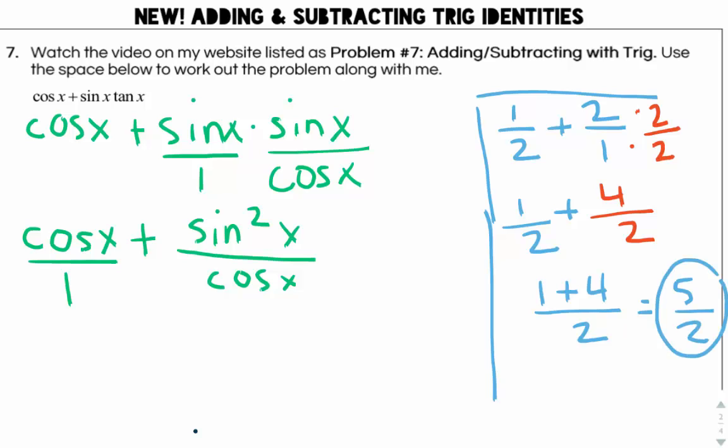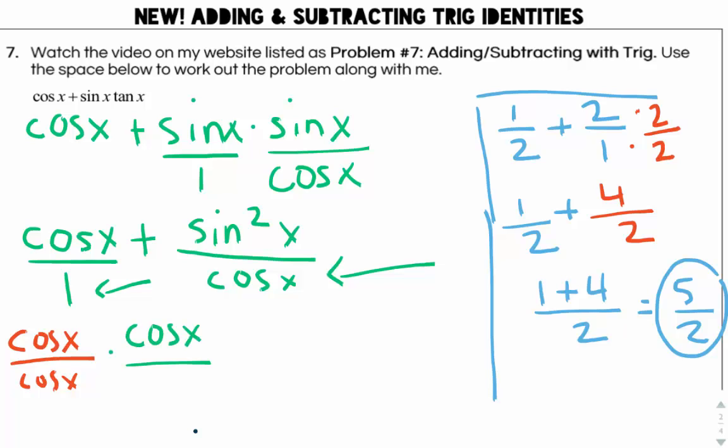If you can do this with numbers, you can definitely do this with trig, I promise. When I go back to my identity over here, I know that the denominator is cosine of x, and this denominator is 1, but I can change it so that it has a denominator of cosine of x if I multiply it by my version of 1. So I'm going to multiply the first fraction by cosine of x over cosine of x. It's really just 1, but it's going to help me get a common denominator.